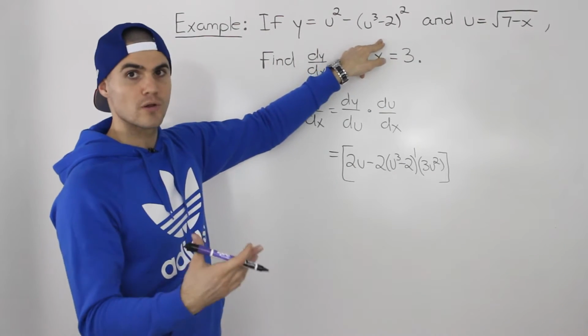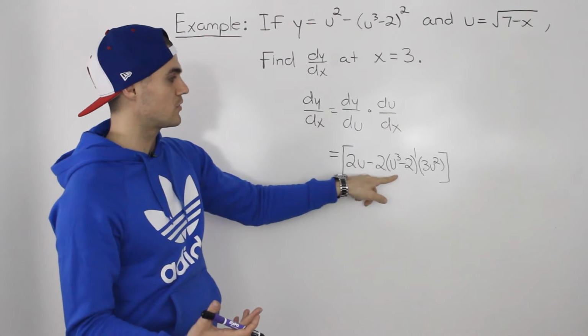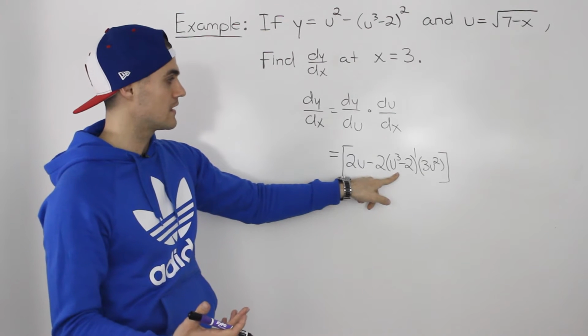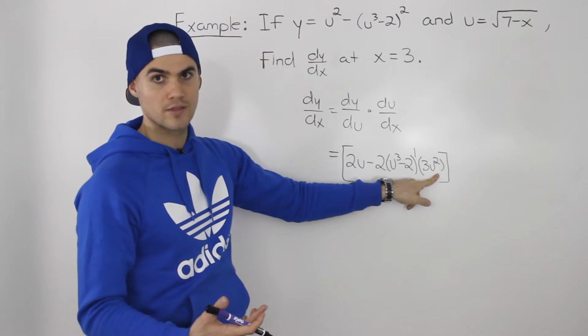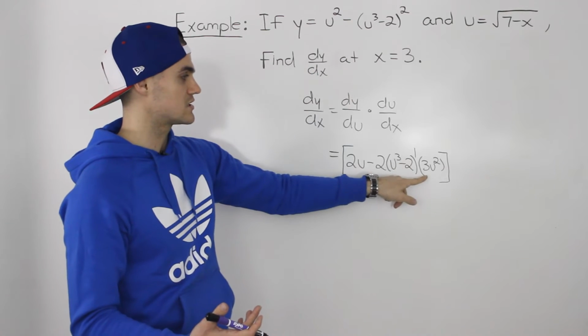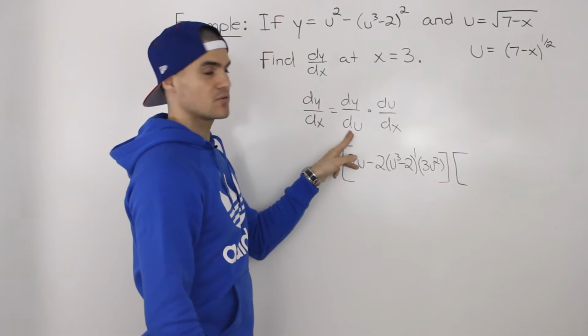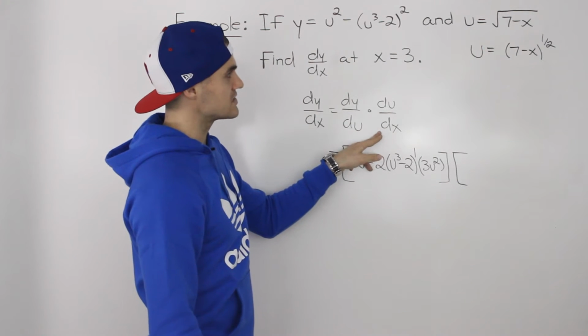So taking the derivative of that outer function first, we bring the 2 down, subtract 1 from the exponent, keep that inner function the same. Then we have to multiply it by the derivative of that inner function, and the derivative of that inner function is 3u squared. So that whole first bracket here represents dy by du, and now let's find du by dx.